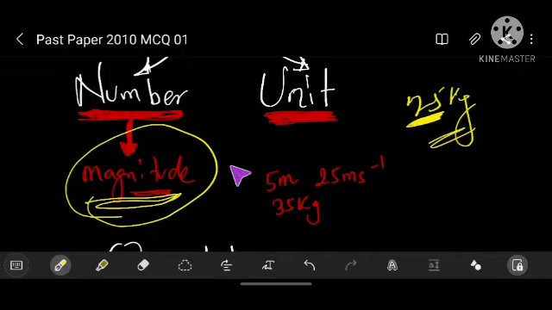And it is inversely proportional to the unit selected. So this is the unit.